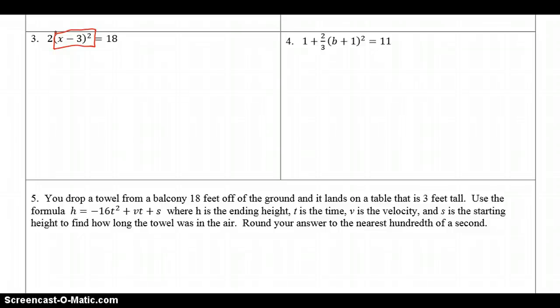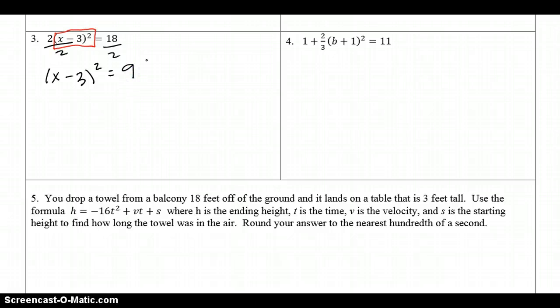So to get that by itself, what do I need to get rid of? The 2. Since it's being multiplied, I divide both sides of the equation by 2. On the left, then I will just have x minus 3 squared. And on the right, what's 18 over 2? 9. If you can simplify the fraction, simplify it.